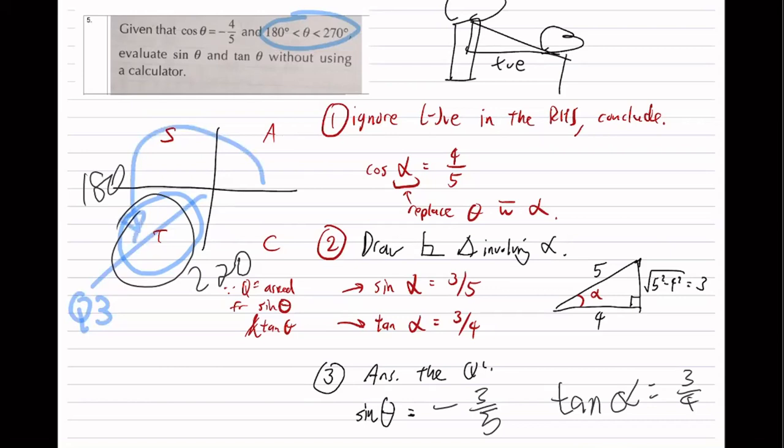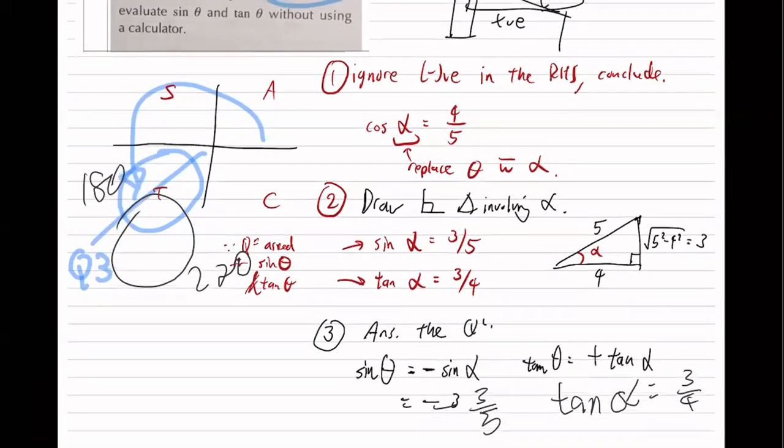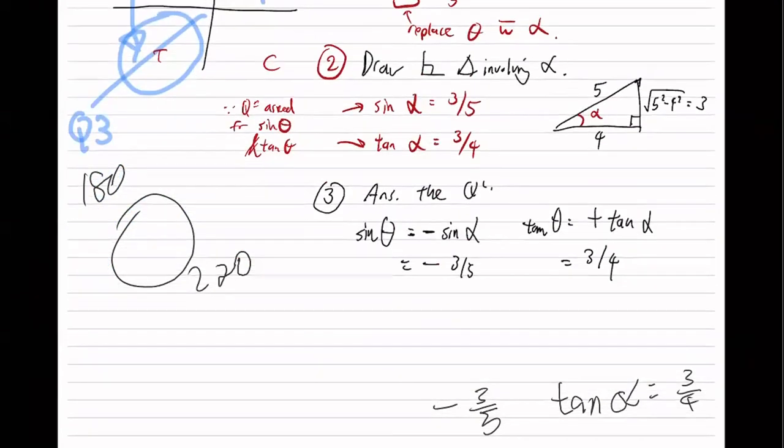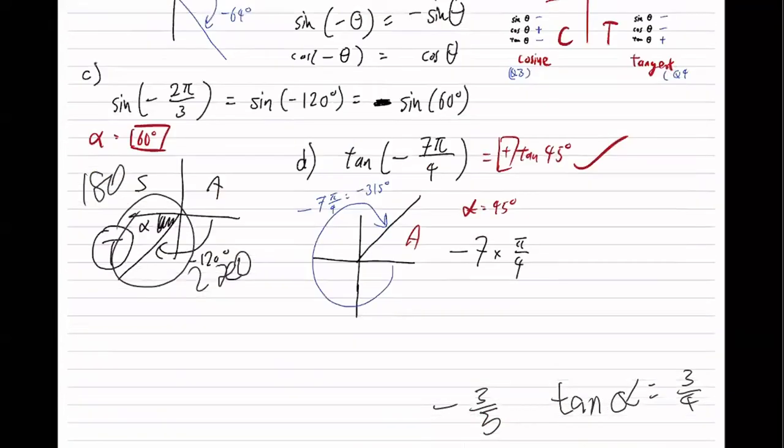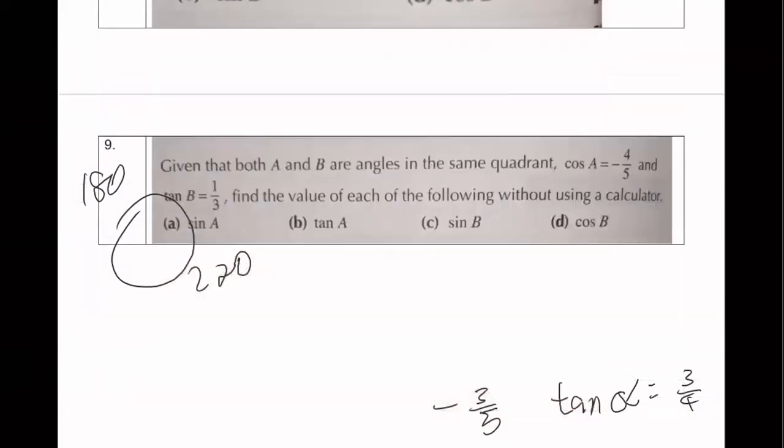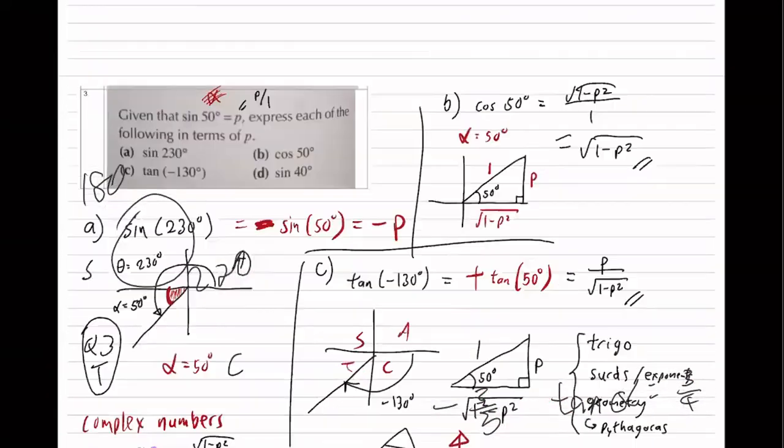Yes, correct. So sine theta is just sine alpha, but with an extra negative. Tangent theta is just tangent alpha, but no negative, it's just positive. So that will be negative 3/5, positive 3/4. Good. The 3-step procedure, okay? Now let's move on to questions. Question 5 is done. Move on to question 6.